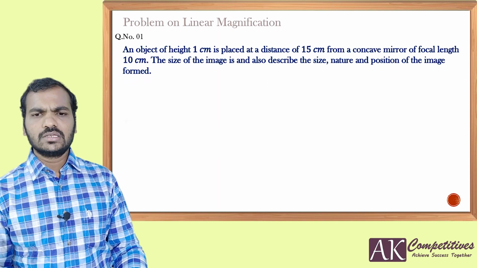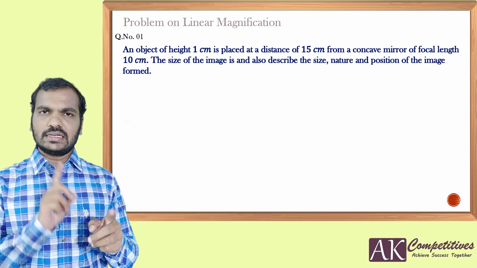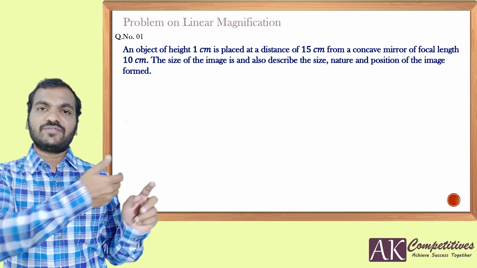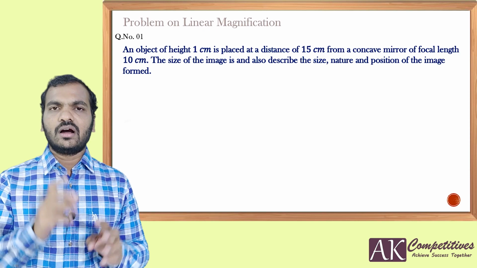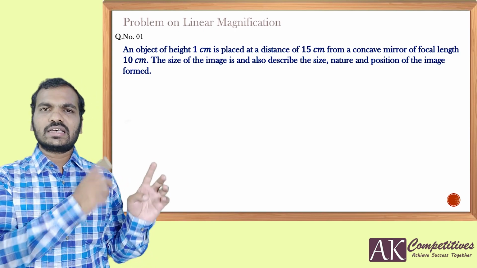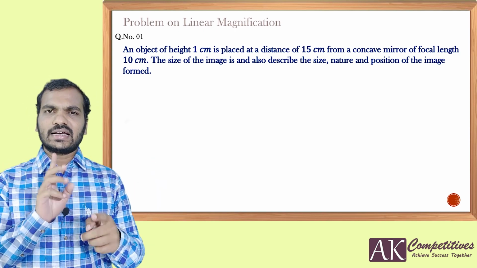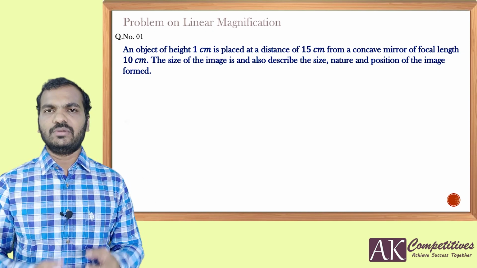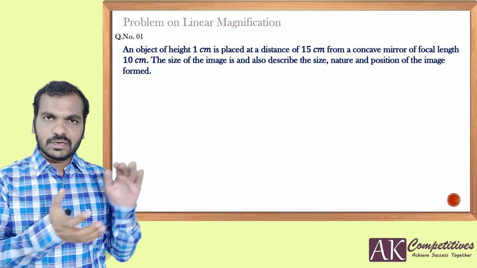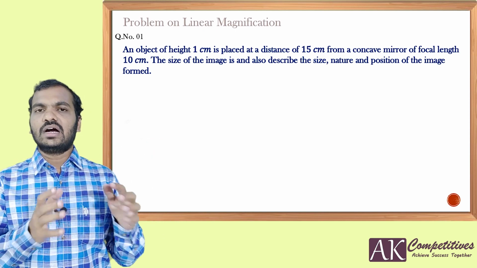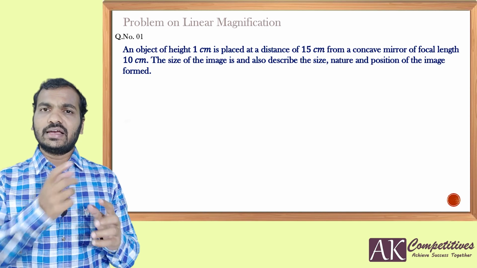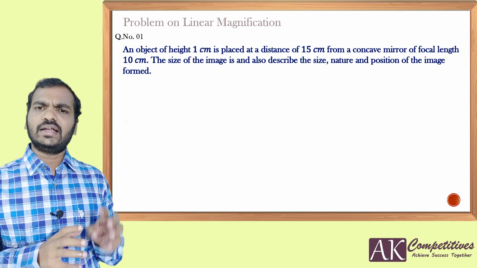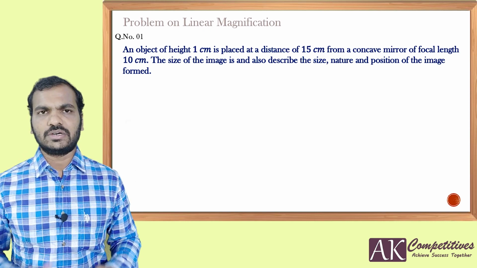Let's move to the problems. The first problem: there is an object which has a length of 1 centimeter, placed 15 centimeters from the pole of a concave mirror which has a focal length of 10 centimeters. They are asking you to find the size of the image, and also what type of image is going to be formed, whether it is diminished or enlarged, inverted or erect. All this kind of nature they are going to ask you. Magnification also they are going to ask in this particular problem.